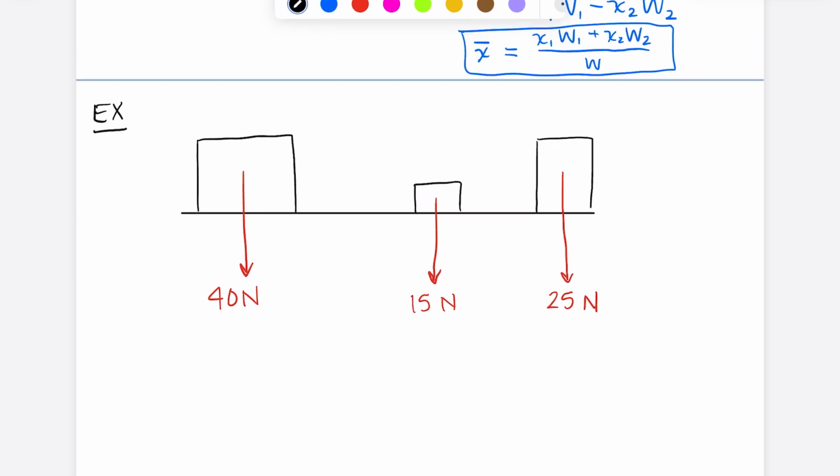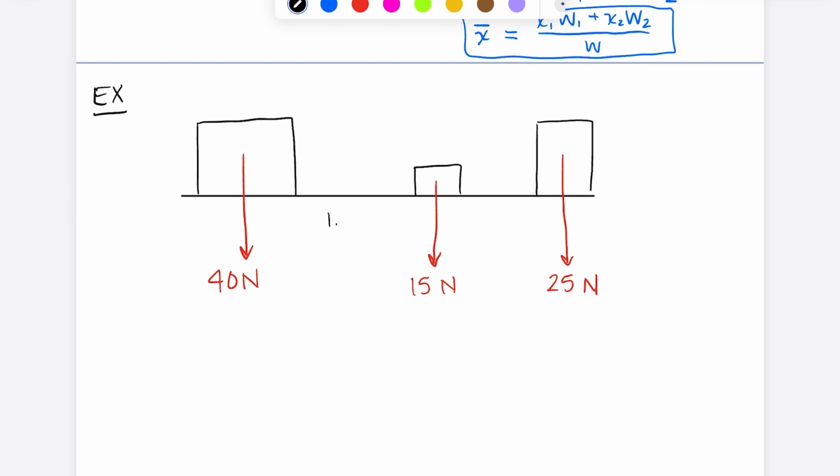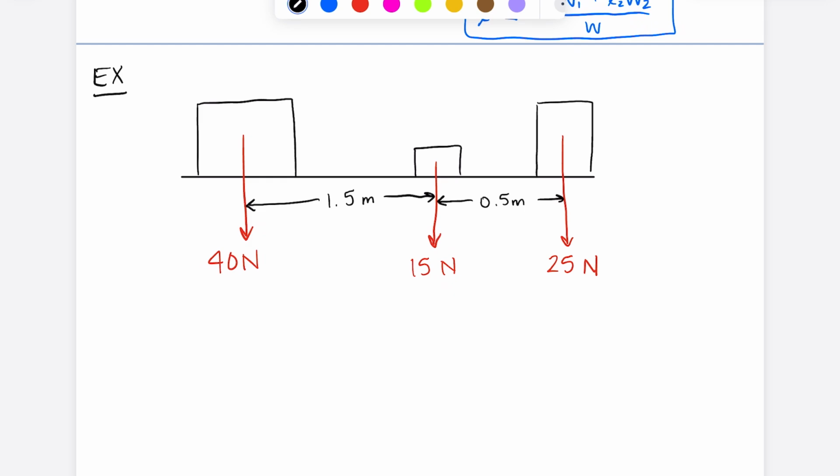Okay, and then I'm gonna define these distances. So let's say the distance between the first two weights is, I don't know, that looks like about 1.5 meters maybe. And then 0.5 meters. Obviously this is not to scale. But anyway, so here's our problem, and what we'd like to know is where to place the pin support of our seesaw. So where do we place this pin so that the seesaw is perfectly balanced?